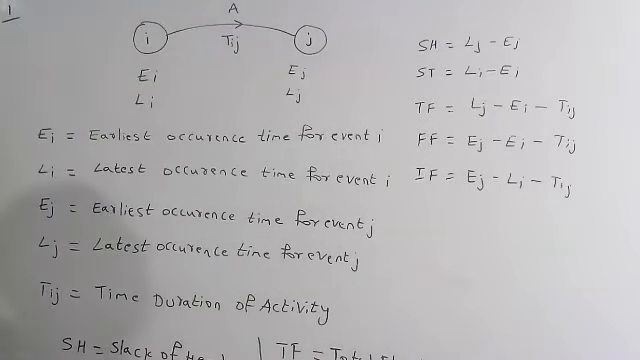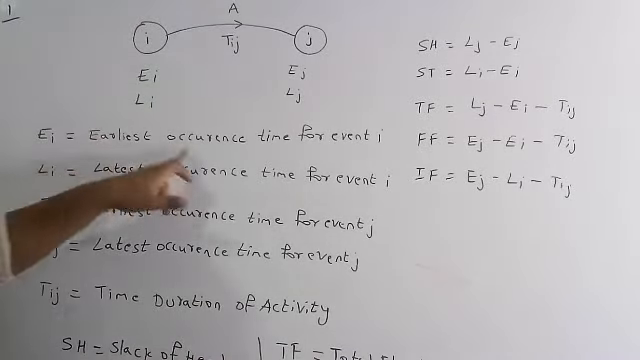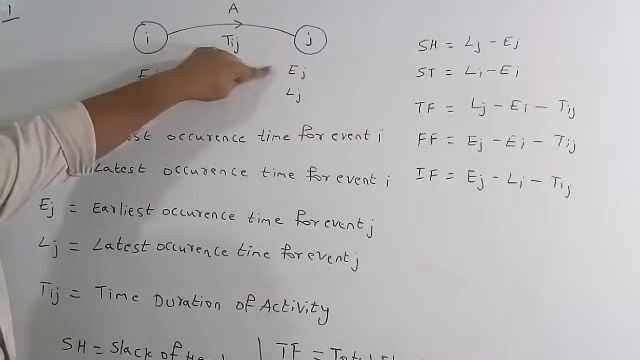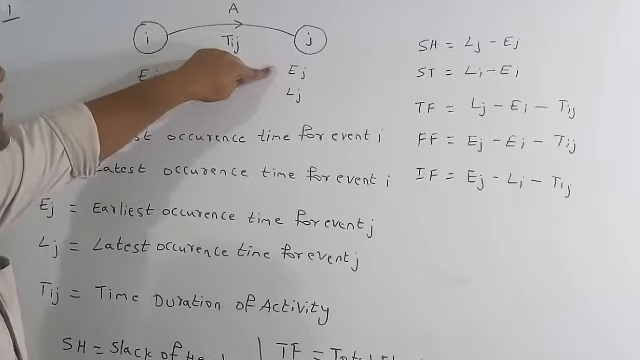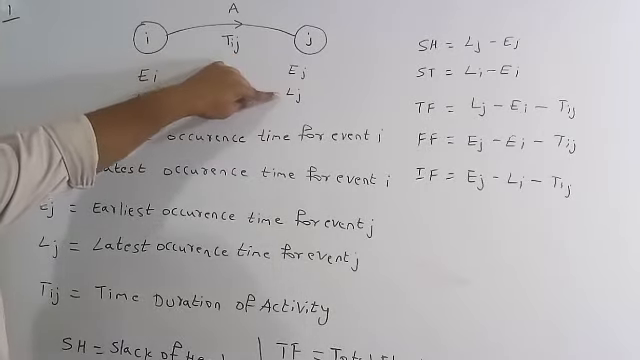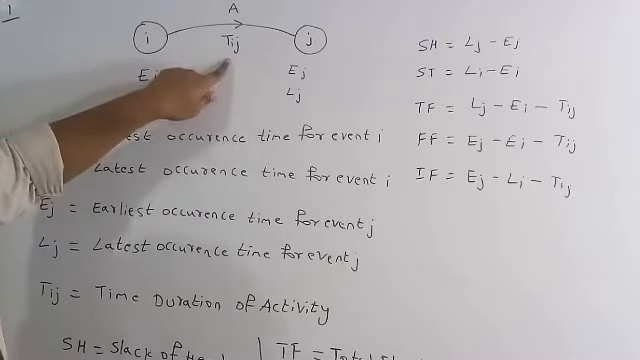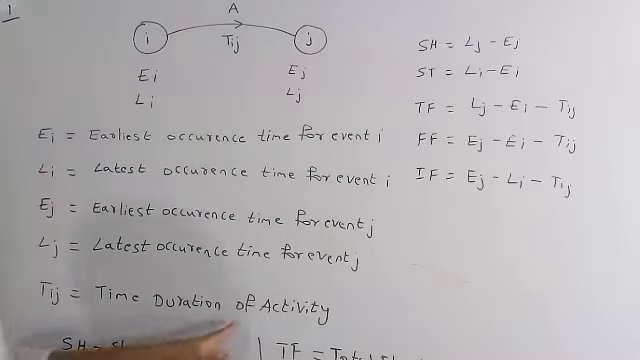Now here Ei is called the earliest occurrence time for the event i, and Li is called the latest occurrence time for the event i. Similarly, Ej is called the earliest occurrence time for the event j, and Lj is called the latest occurrence time for the event j, and this Tij is called the time duration of the activity.